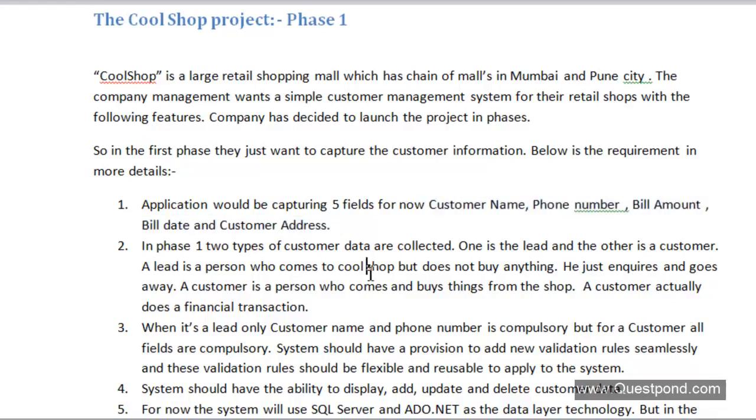The second requirement is, in phase 1, there are 2 types of customers which they have included. One is a lead. A lead is a person who comes to the shop but does not buy anything. He just inquires. And a customer is a person who actually comes, buys things and does a financial transaction. So requirement number 2: the system at this moment should support 2 types of customers, one is a lead and the other is a customer.